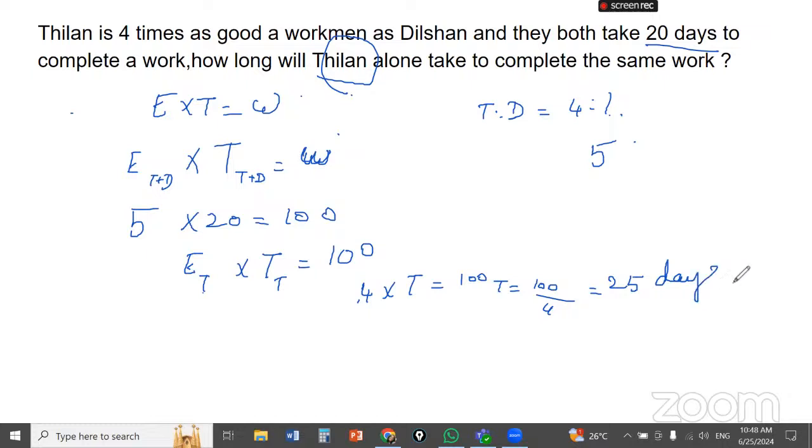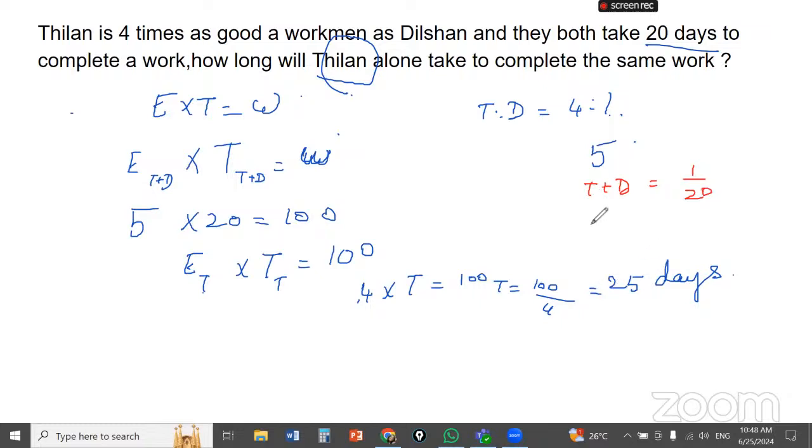This is using our efficiency formula, we'll get it easily. Or I'm not sure whether you use this or not. Somebody might have used, since it's a ratio, we can even use the other one, like T plus D is equal to 1 upon 20. This way also we can do.